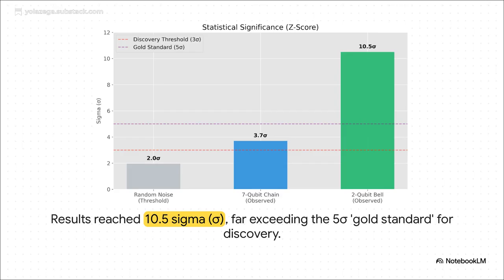But they didn't stop there. They went for the final nail in the coffin: statistical proof. And the confidence level they reached was 10.5 sigma. To put that in perspective, the gold standard for a major discovery in physics, like finding the Higgs boson, is 5 sigma. This result is more than twice that level of certainty. At this point, the evidence is pretty much undeniable.